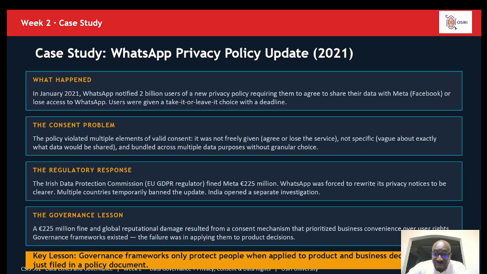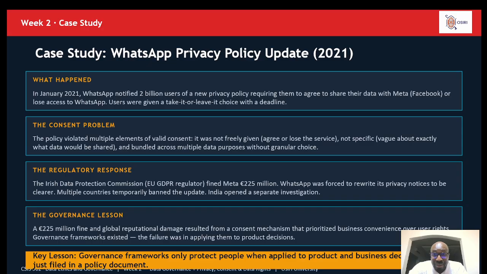So looking at WhatsApp, in January 2021, WhatsApp notified 2 billion users of a new privacy policy requiring them to share their data with Meta or lose access to WhatsApp. Why should that be? Users were given a take it or leave it choice without a deadline. That is a consent problem already, because this violates multiple elements of a valid consent.